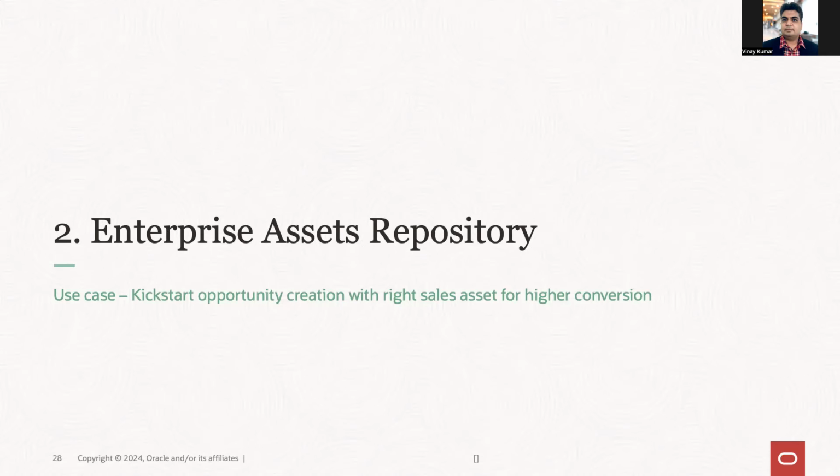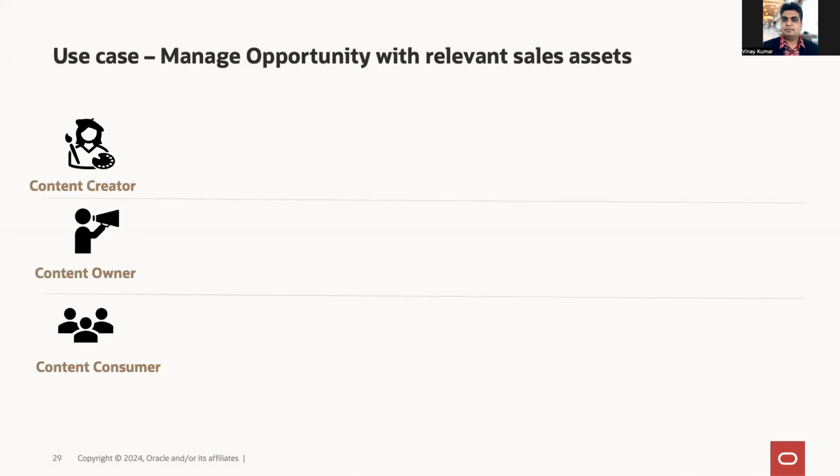So the use case which we are going to talk about here is that as a sales guy, when I'm going and creating a new opportunity, or when I'm increasing the probability of the opportunity, I might want to share certain content, or even for me to talk to the customer more effectively, I may need some help with certain documents, right? With sales assets. So how, as a sales guy, can I find the right sales asset right there in my Oracle Sales Cloud itself?